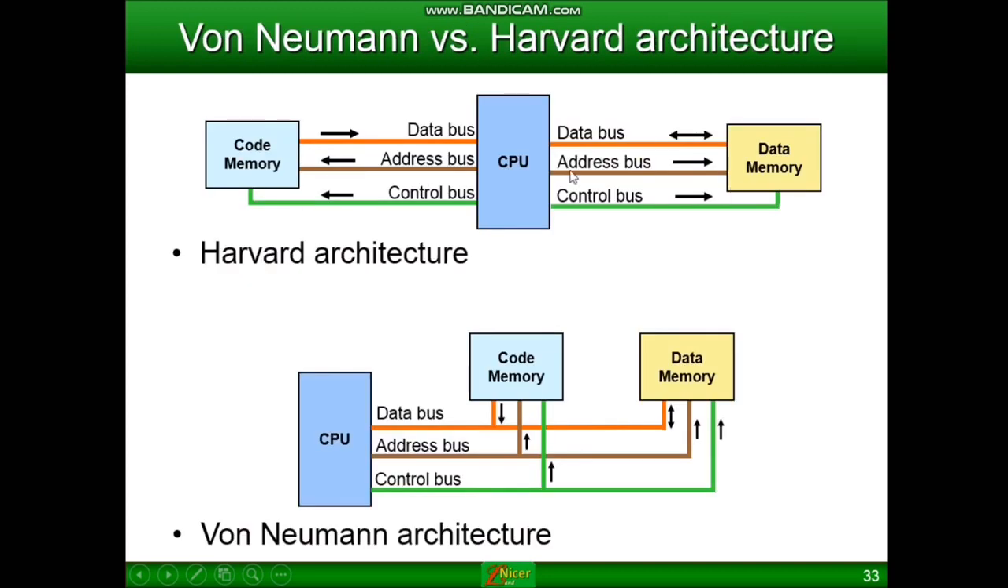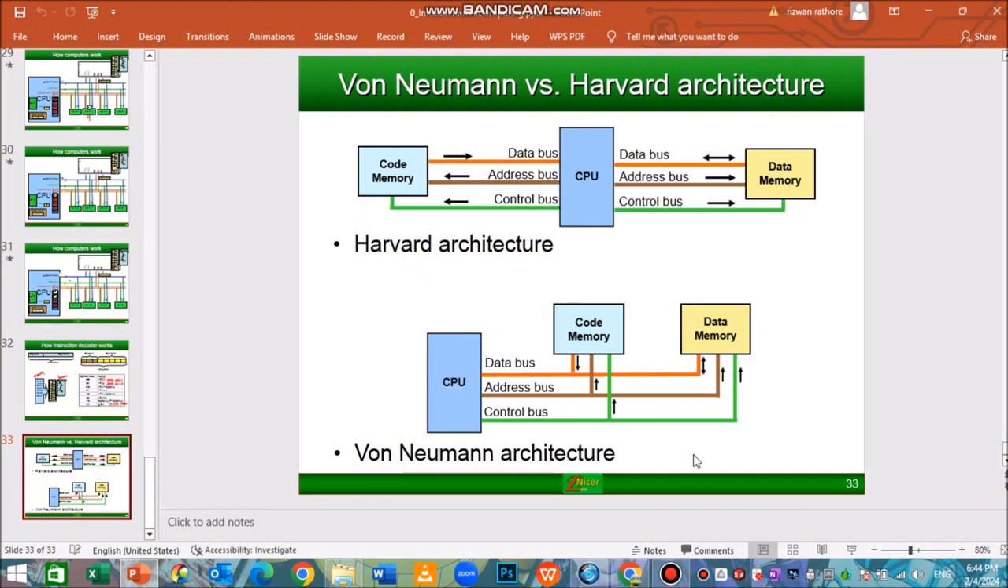Now we have two basic hardware types. One is von Neumann and the other is Harvard architecture. In Harvard architecture, we have different data buses, address buses and control buses for both the data memory and code memory. However, in von Neumann architecture, we have the same buses going to code memory and data memory. So I guess that's all in this slide. Coming to the book.